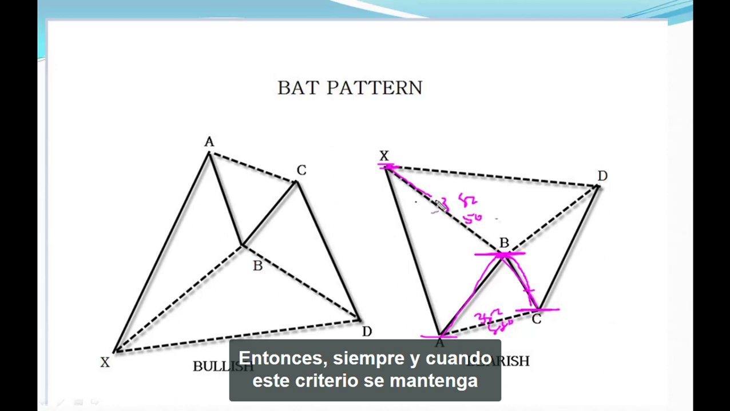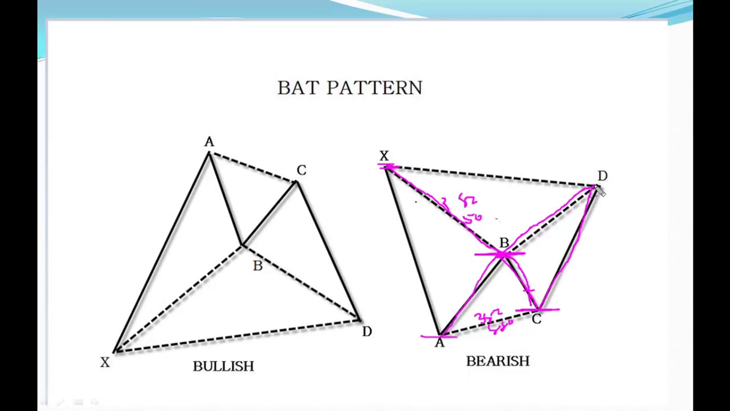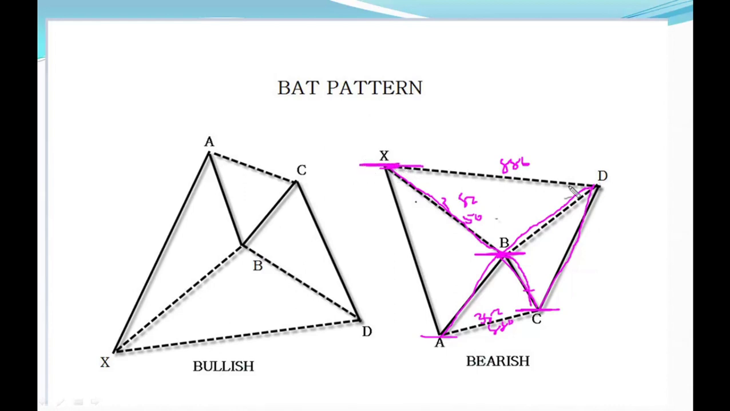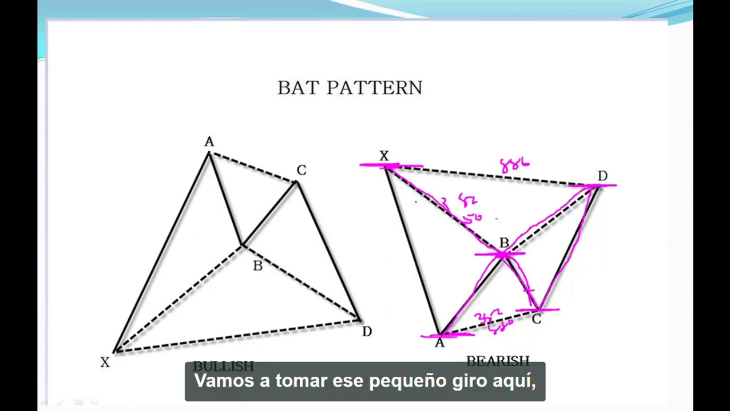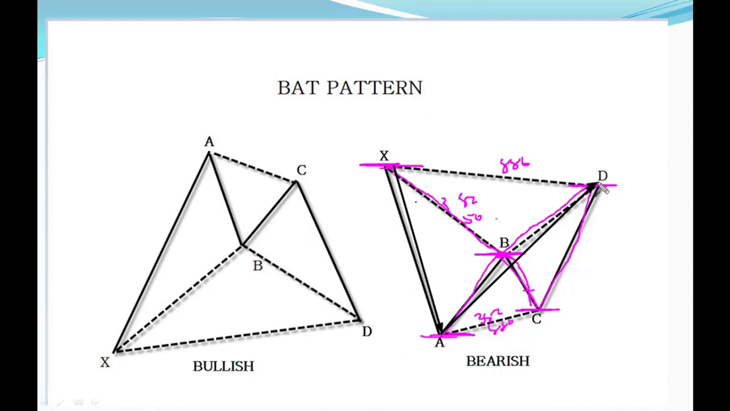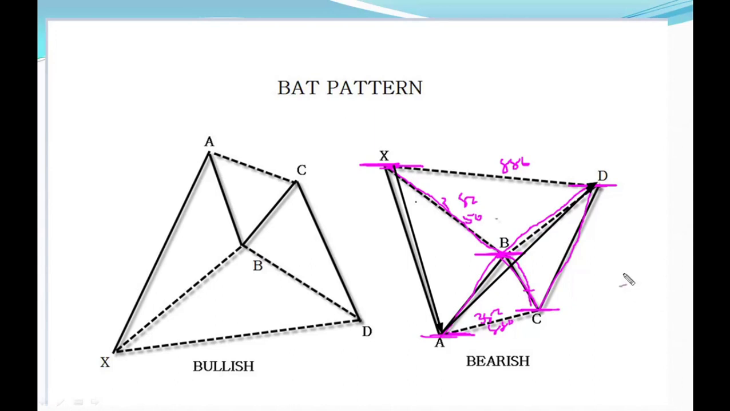So as long as this criteria is holding, we then look up at this criteria coming up into D. D would be an 88.6% of the X to A swing. So let's take that little swing here, down here, up 88.6% of that swing. And that would be your bat pattern.